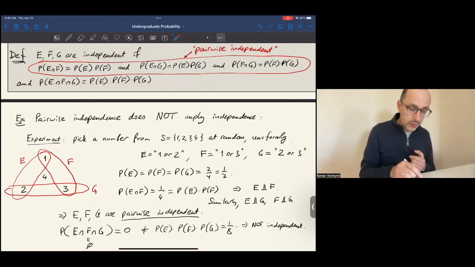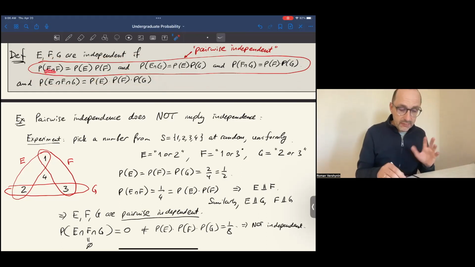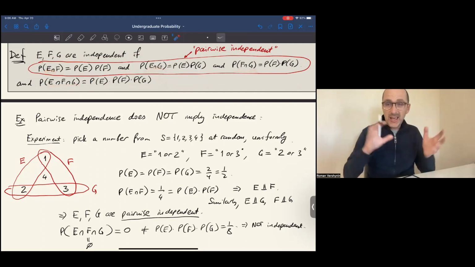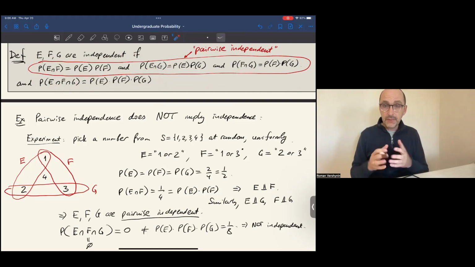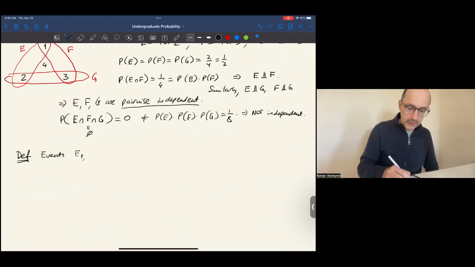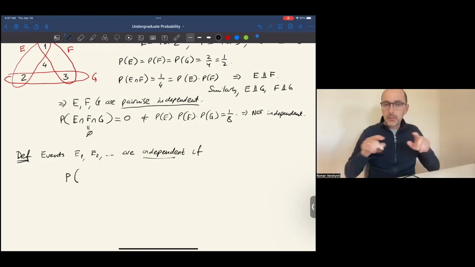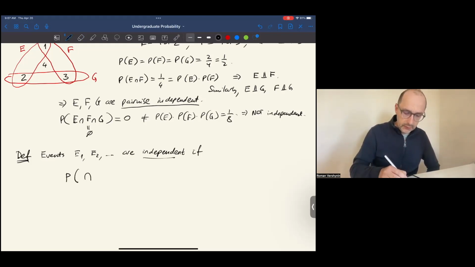We should include all such formulas with any combination of events: E and F, E and G, F and G, E, F, G, and so on. Any combination of the events should produce such a formula. And so the definition of independence is the following. Events E1, E2, E3, and so on are independent if the probability of intersection of any subset of them, which we'll define this way, equals the product of the probabilities, which I'll define like this. There could be any subset I.